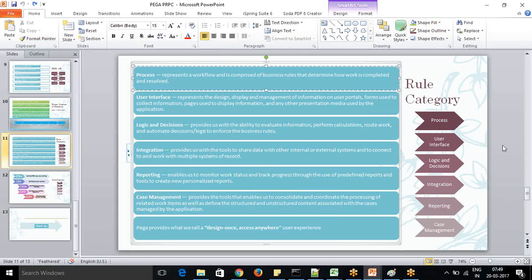Yeah, so that's my introduction of Pega. Any questions now? Can you tell me something about the Smart Dispute framework?